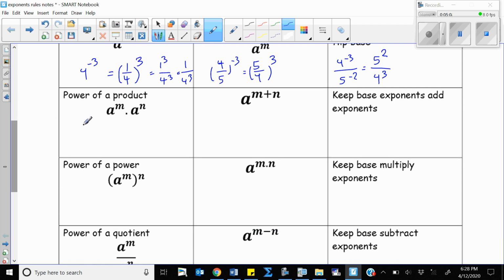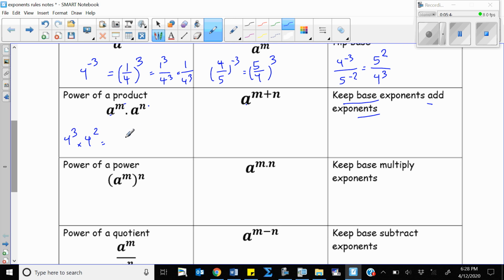Next property is power of a product. If you have two exponentials with the same base multiplied to each other, you're going to keep the base and then add the exponents. So here, keep the base, it will be a, and just add the exponents. It will be m plus n. Let's do an example. Let's say we have 4 to the power of 3 times 4 to the power of 2.